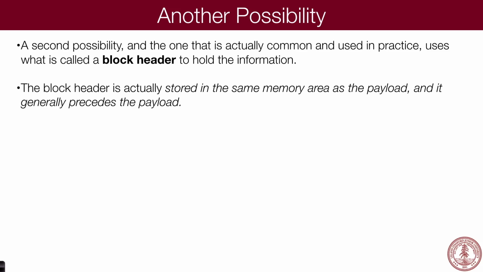A second possibility, and this is the one that's common, and this is the one you're going to write for your assignment, uses what we call a block header. That block header is kind of like a node in a linked list. It's got the information about whether it's free or used, and how much data is free or used. But here's the tricky part. The block header is actually stored in the same memory area as the payload. And it generally precedes the payload, but it's in there.